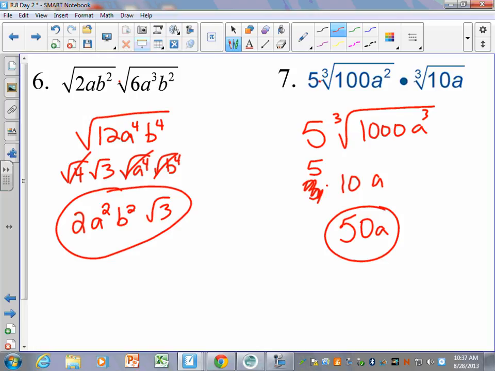Yes, you just have to multiply these first, and then this is just multiplication as well. So the 5. If the 5 wasn't in front of it, your answer would have just been 10a. But because the 5 was there.